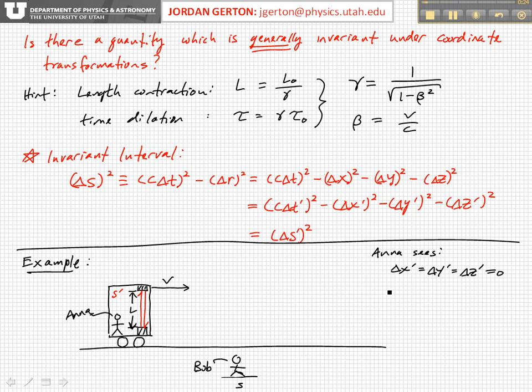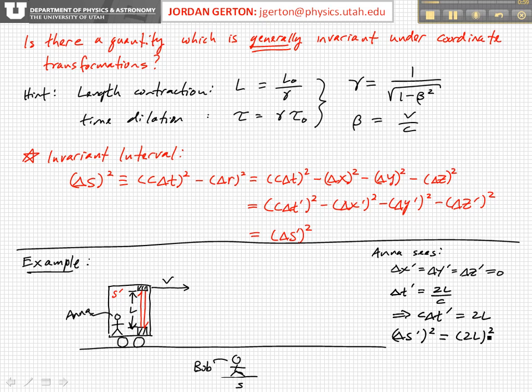On the other hand, she does see a time difference between these two events, of course, and it's equal to the total distance traveled by the light pulse divided by the speed of the light pulse, which is just the speed of light. Okay, so obviously c delta t prime is equal to 2L. Now, what that means is that for Anna, the interval is just 2 times L squared.